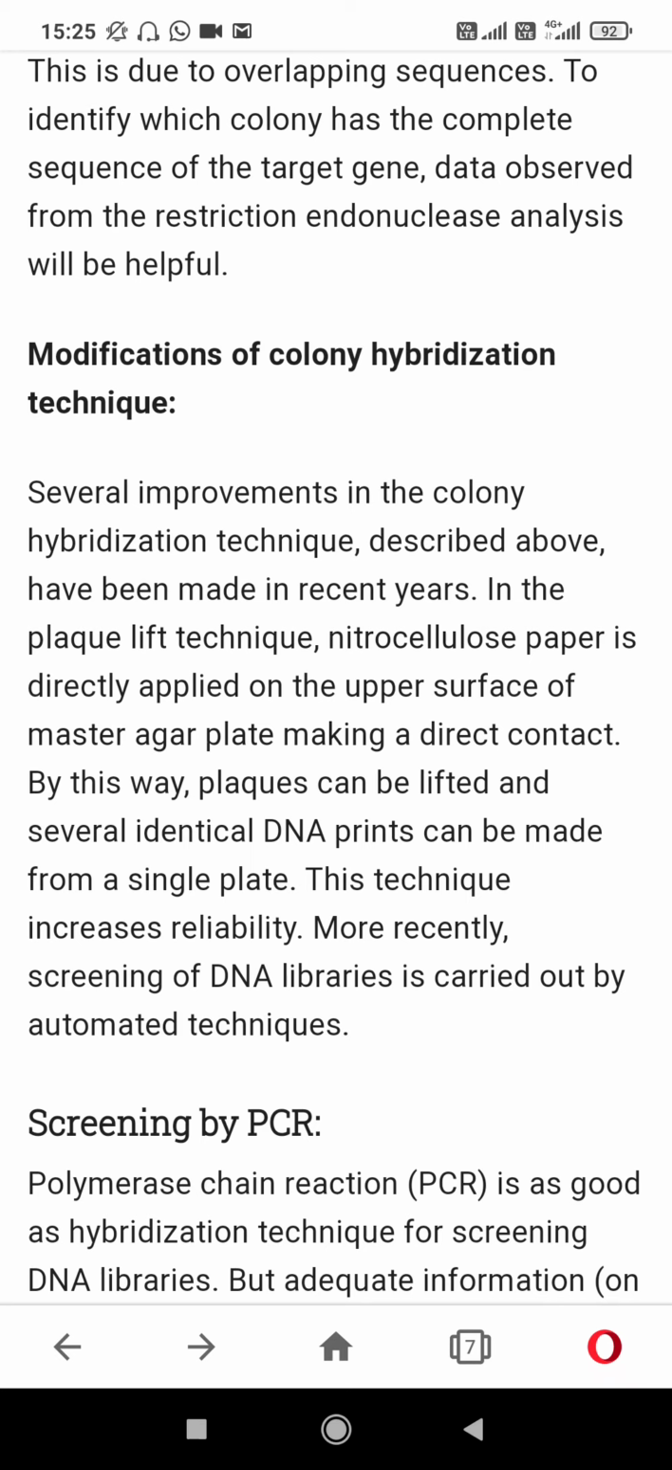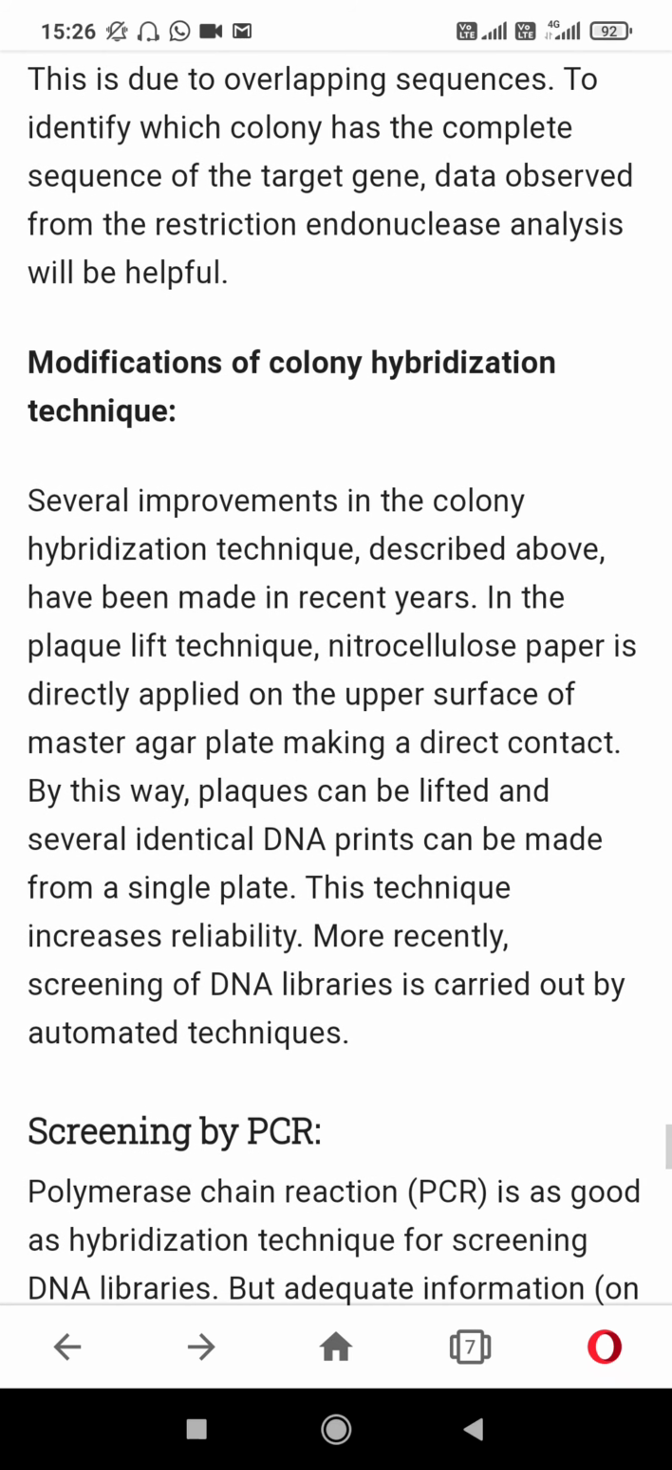So in the plaque lift technique, also called plaque hybridization, the nitrocellulose paper is directly applied on the upper surface of the master plate by making a direct contact. That thing I have already discussed with you. In this way, the plaques can be lifted and several identical DNA prints can be made from a single plate. This technique increases reliability. More recently, screening of DNA libraries is carried out by automated techniques like PCR.